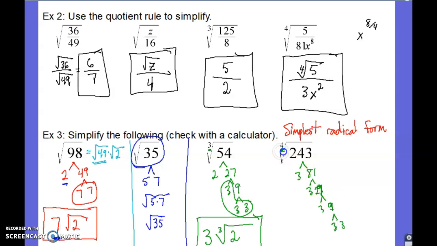So I'm looking for a group of 4 3s. All right, so there's 4 3s, and then there's 1 left over. So I write the group of 4 once, and then the 4th root of 3. This 3 that didn't have anything to go in front. And you can double check that that's correct with the calculator.